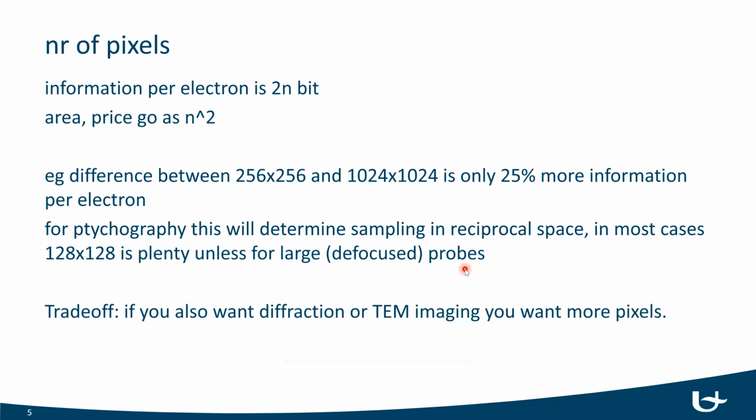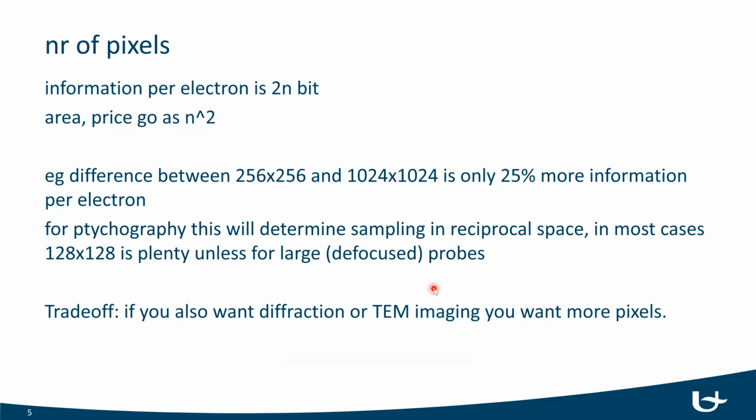So in a way, the difference between a 256 and a 1K camera is only something like 25% more information on exactly where the electron hit. But it is a 16 times bigger area, and 16 times more data to send to a computer.